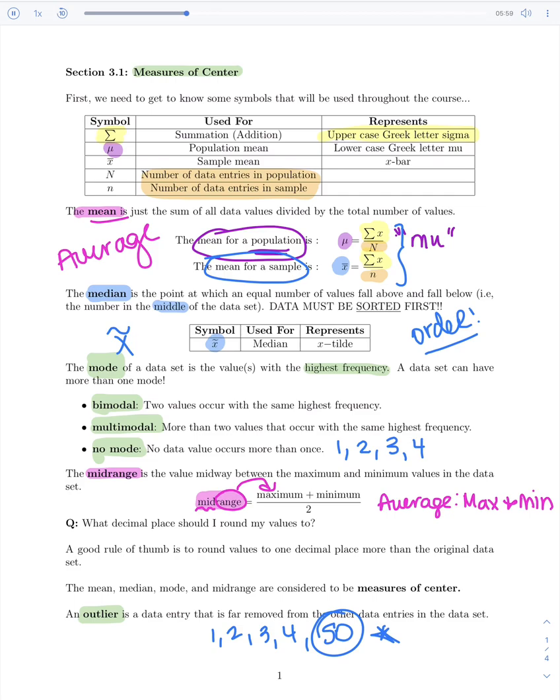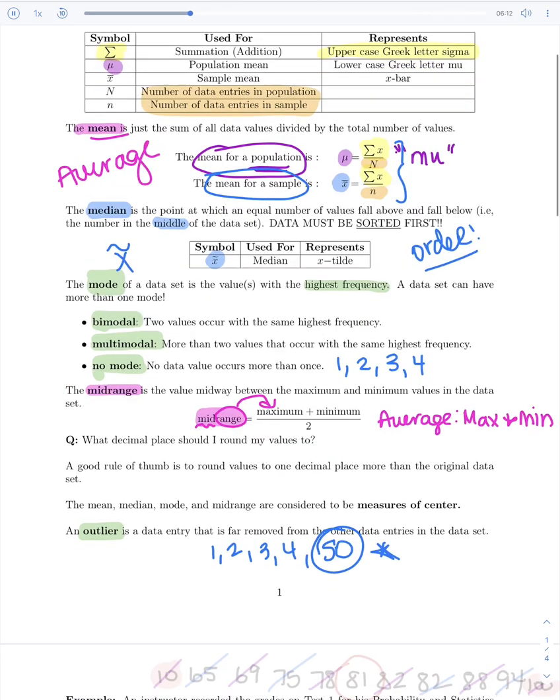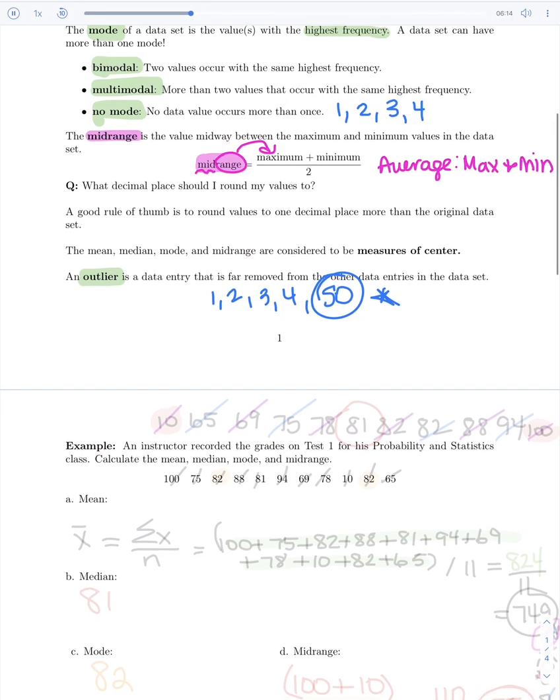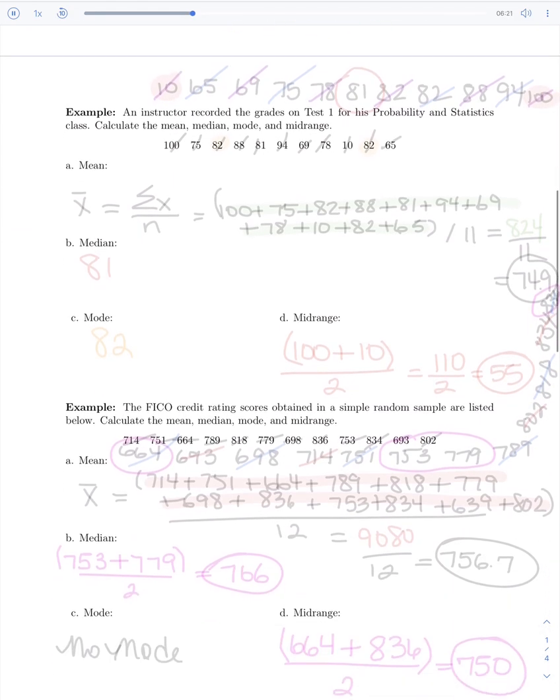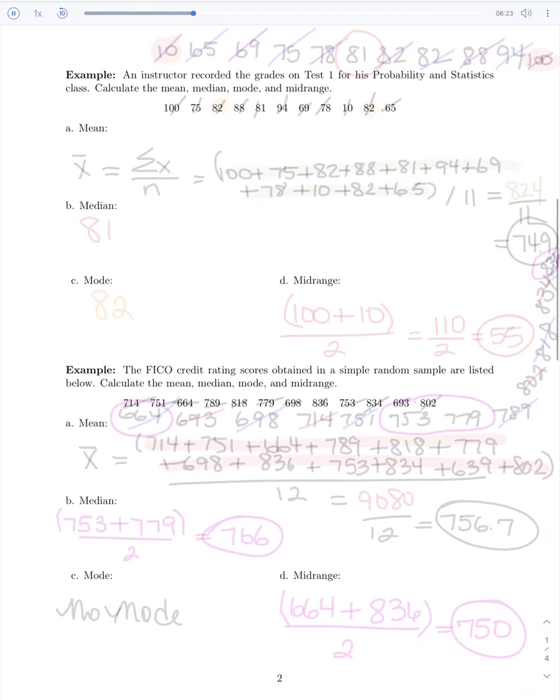set. And usually when you're dealing with data, you remove outliers because they are just so far off the rest of your data that if you actually include it in your data, it will skew your results. But some people believe you shouldn't get rid of outliers because they're there for a reason. It just depends. So let's take a look at a couple of examples where we're given an entire data set and we're asked to find the mean, the median, the mode, and the mid-range.